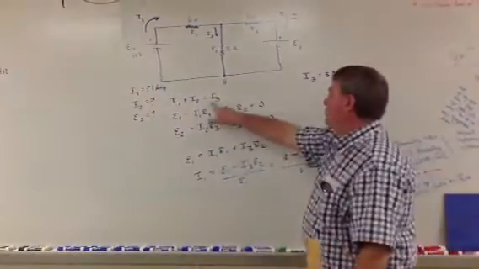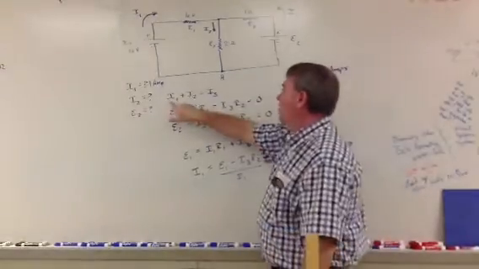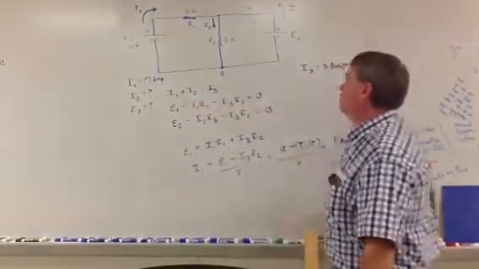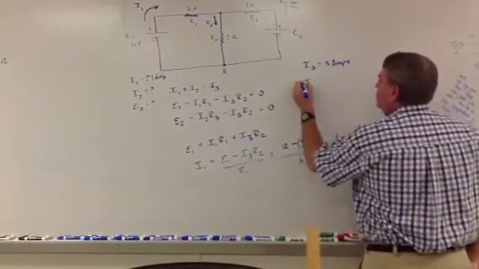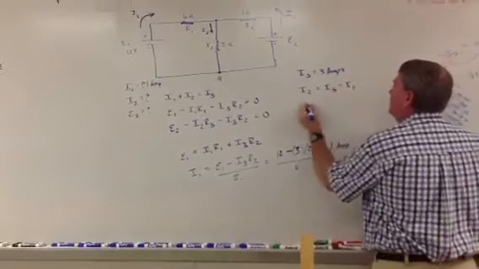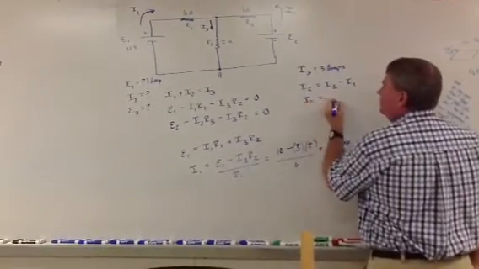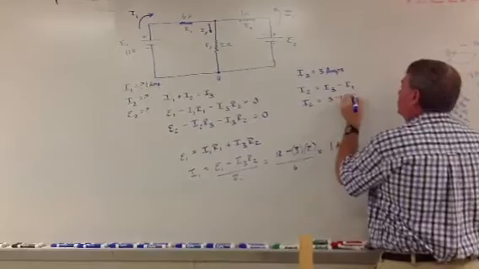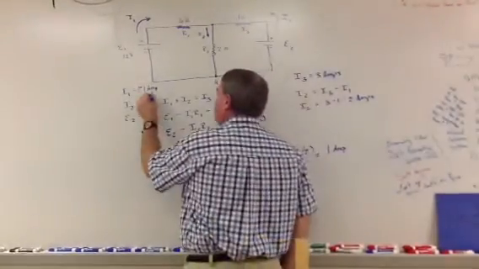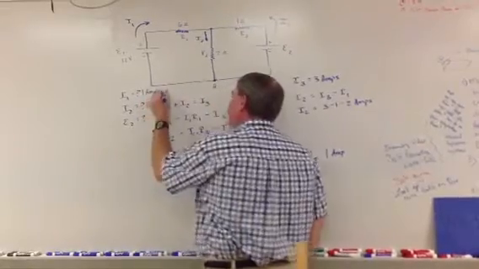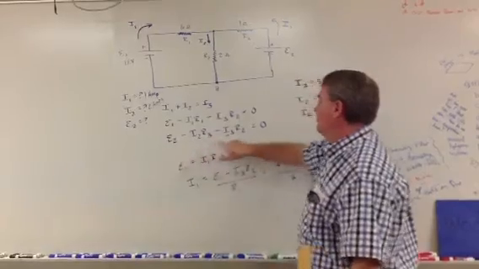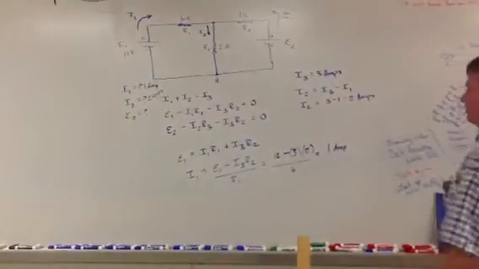Now, if we know I3, which is given, and we know I1, which we solved for, we can figure out I2 from this equation. I2 is going to be equal to I3 minus I1. So I2 is equal to 3 minus 1, which is 2 amps. So I'll just write 2 amps here. And now we're just solving for E2. E2 is in the third equation. If we move these to the other side, we can solve for E2.